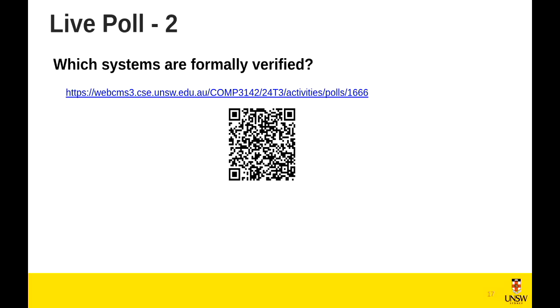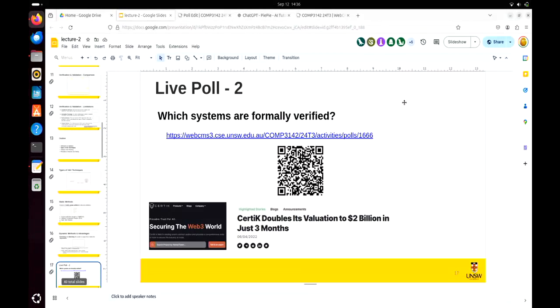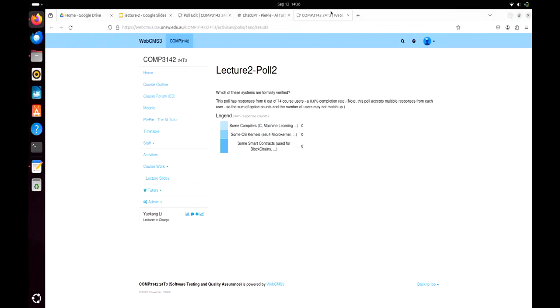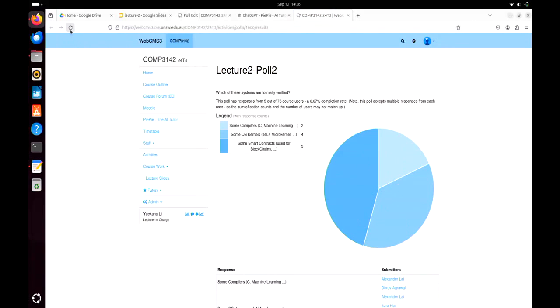So let's do a quick live poll and see if you could understand the differences between formal verification and testing. You can select multiple options actually for this question, so you don't have to select exactly one of them.